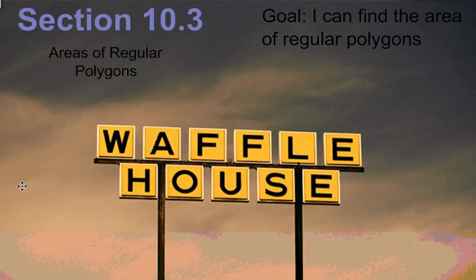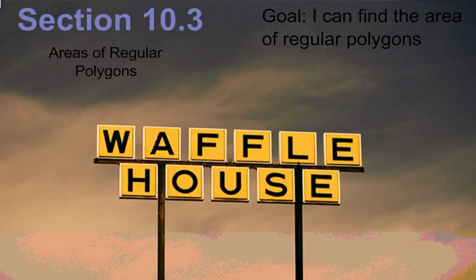Hey, it's a Waffle House! If you've ever driven down towards Florida, you've probably seen plenty of signs for Waffle Houses. I've actually never been to one, but if you have, I wonder if it's any good. You should let me know.